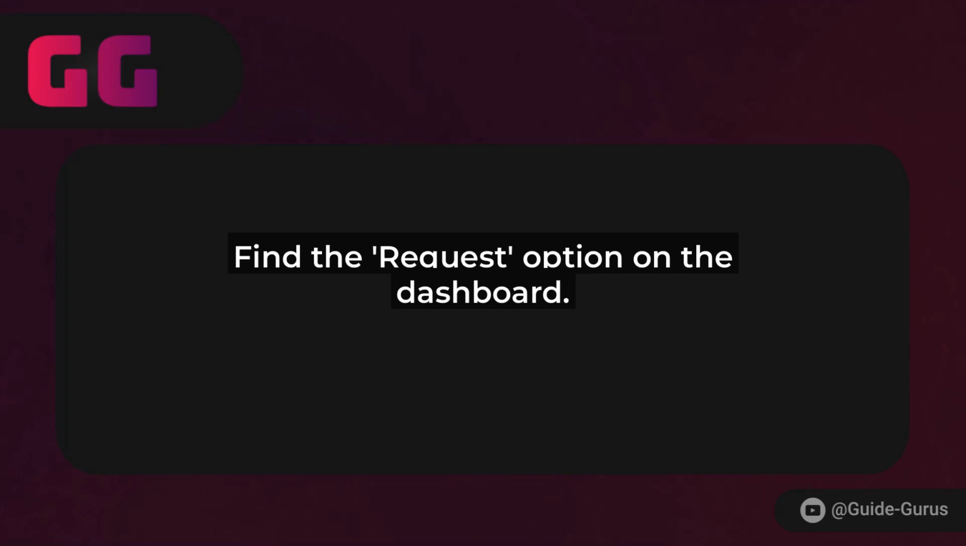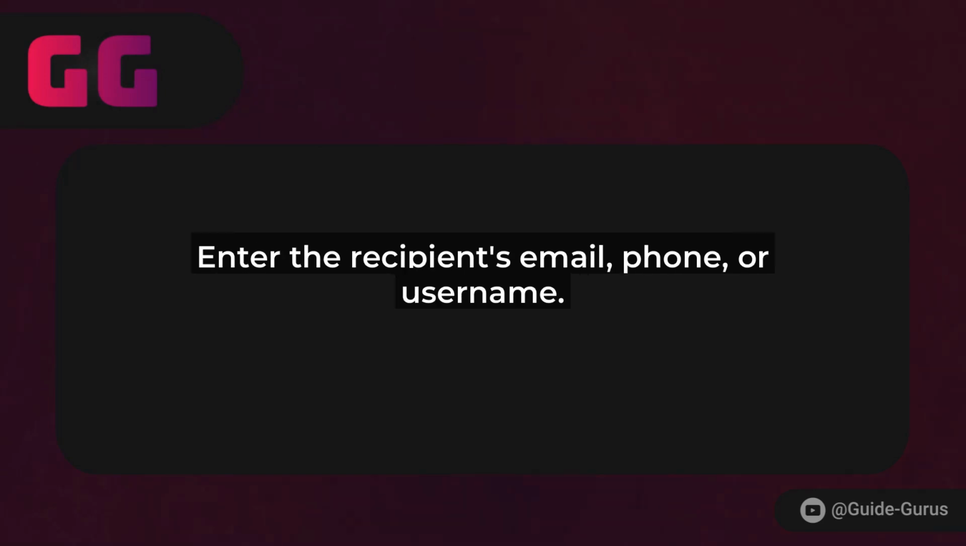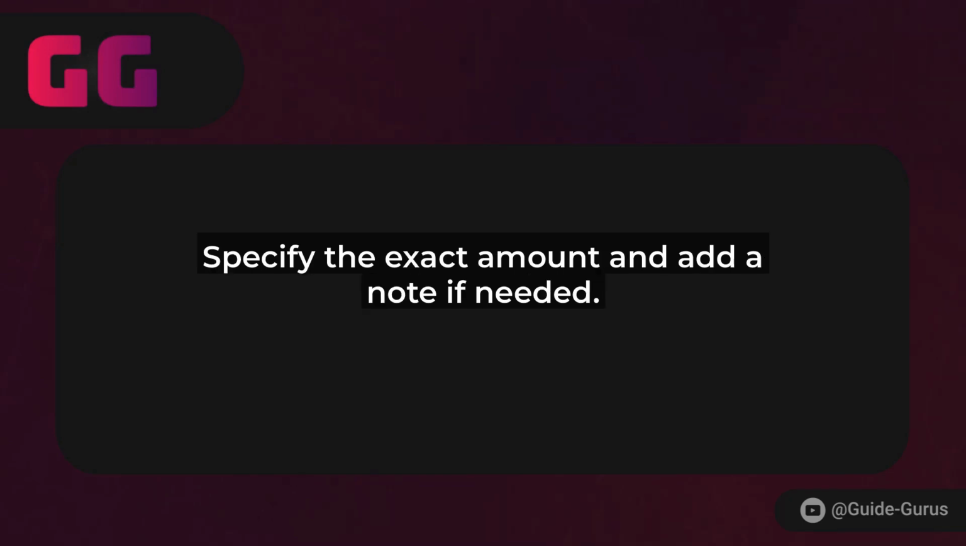Now, let's get to the fun part: requesting money. Navigate to the main dashboard and look for the Request or Send Request option. It's often front and center. Tap on it, and you'll be prompted to enter the recipient's information. This could be their email address, phone number, or even their Zelle username if they have one. Make sure it's correct to avoid any mix-ups.